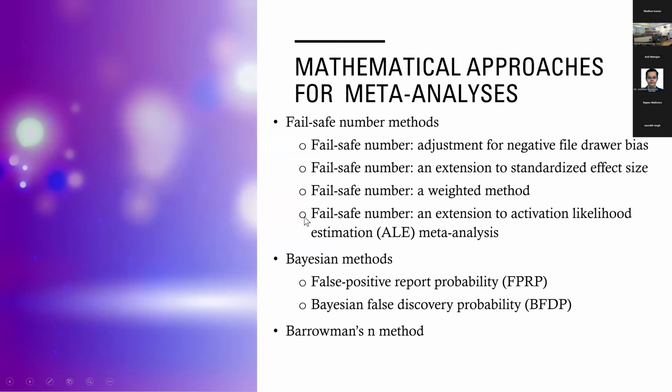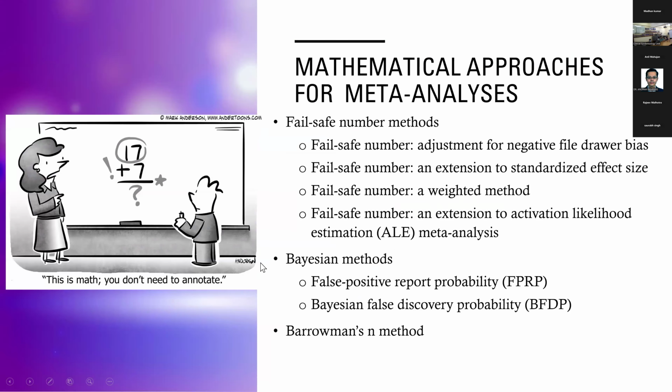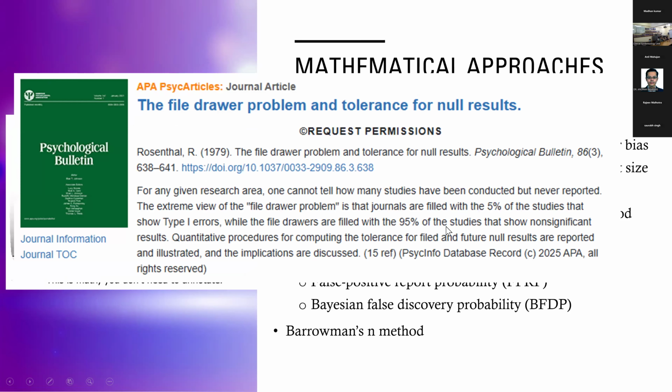So, the first 2-3 I told you are the fail-safe number, Bayesian method and Barrowman's N method. Now, some people will get, for 17 plus 7 is obviously 24, but some people will put a factorial and put this and that and try to use algebra to sort it out. But this fail-safe number is actually a really simple concept.